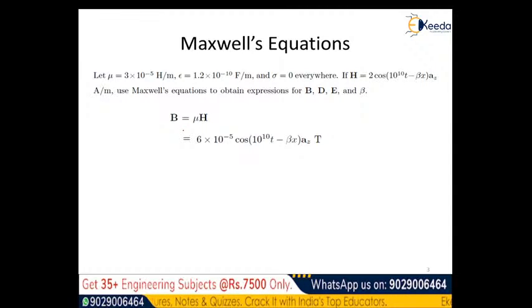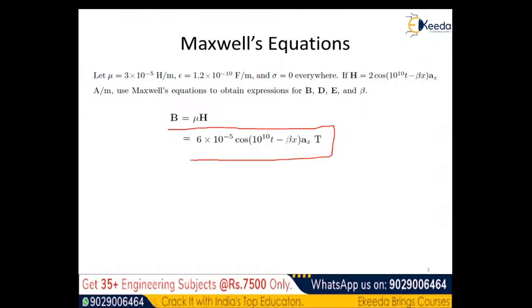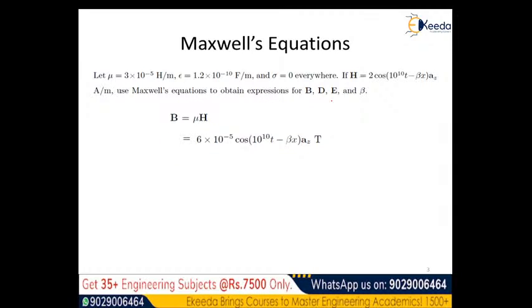So this is the answer, you can make the outline to. So this is the answer for capital B, the magnetic flux density here. Now next we require capital D here. So for determining the expression for capital D, here we are making use of Maxwell's equation.